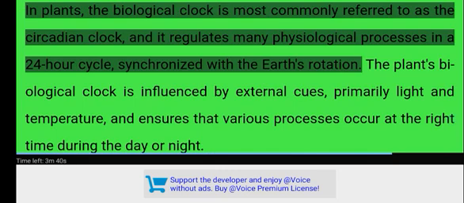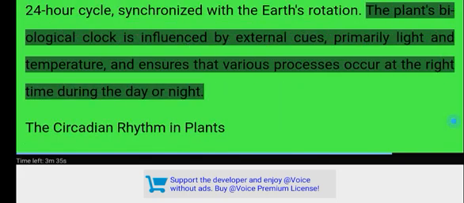In plants, the biological clock is most commonly referred to as the circadian clock, and it regulates many physiological processes in a 24-hour cycle, synchronized with the Earth's rotation. The plant's biological clock is influenced by external cues, primarily light and temperature, and ensures that various processes occur at the right time during the day or night.